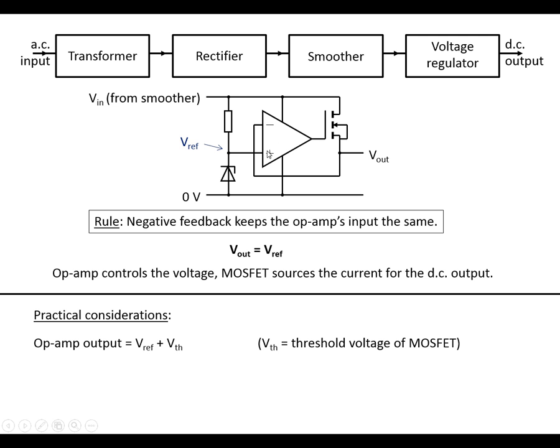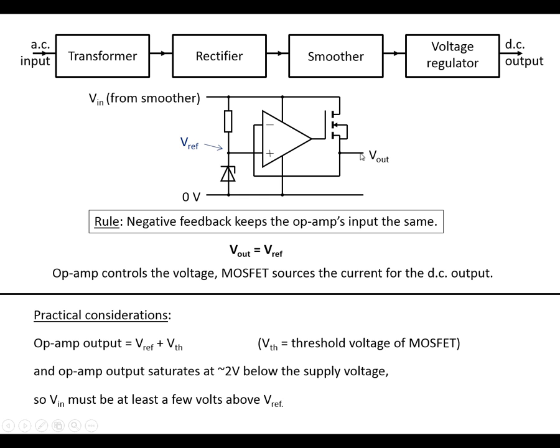Also notice that we're powering the op-amp from the smooth power supply here, and remember that the output, when it saturates, is going to saturate around about 2 volts below the supply voltage. So we're going to lose a couple of volts to get to here, and then we're going to lose another couple of volts across here.